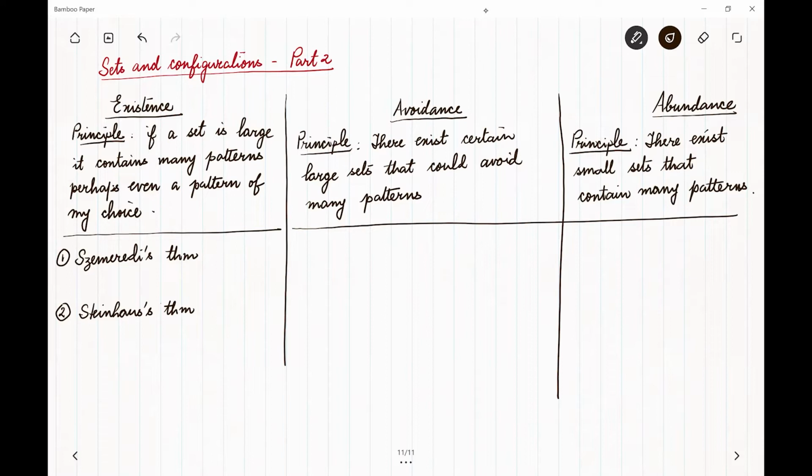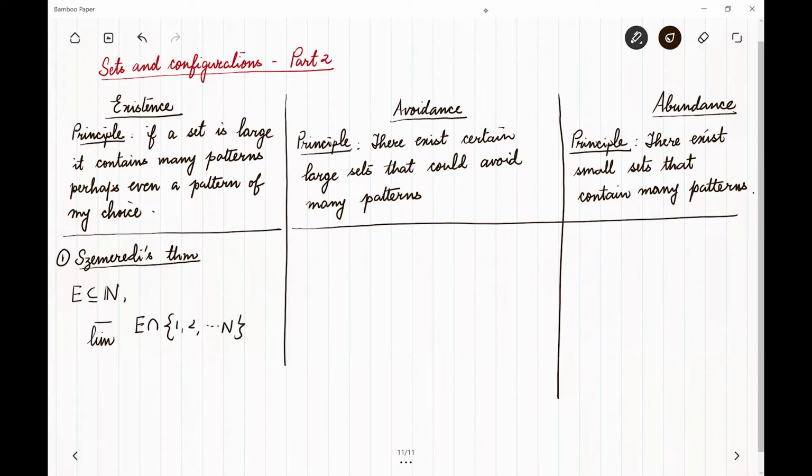In the avoidance category, if you remember how Szemerédi's theorem goes, we talked about this result yesterday, the point of it was that suppose you have this set E, a subset of the natural numbers, and its asymptotic density is positive, so E intersected with the first capital N natural numbers has cardinality proportional to N, then that means that E contains k-term arithmetic progressions.